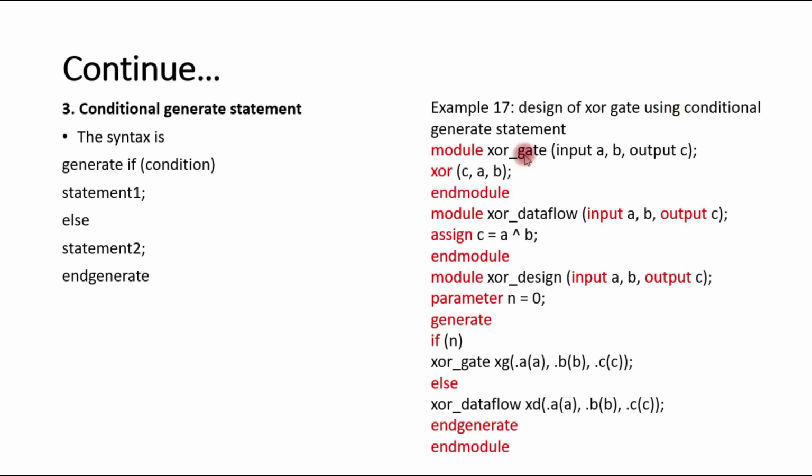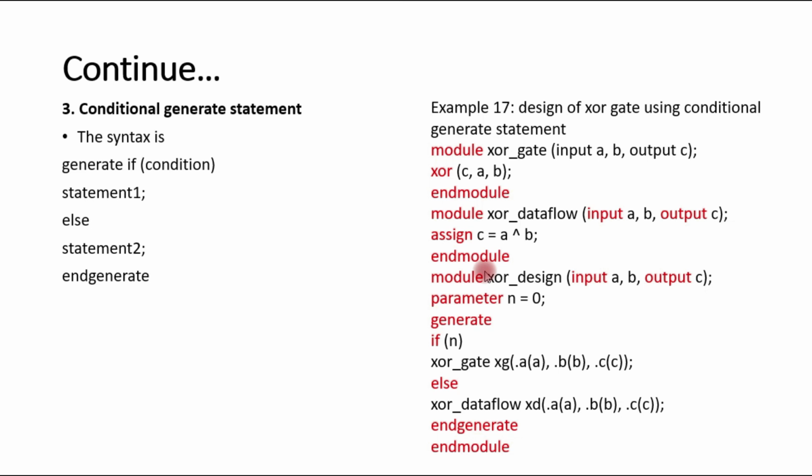Here we have designed XOR gate using gate level and data flow modeling styles. So here XOR gate is designed using gate level, module name xor_gate, inputs A and B, output C, and here we are using the XOR keyword available in gate level modeling, and endmodule. In second case, XOR is designed using data flow modeling, inputs A and B, output C. The module name is xor_dataflow, and here the module name is xor_gate.